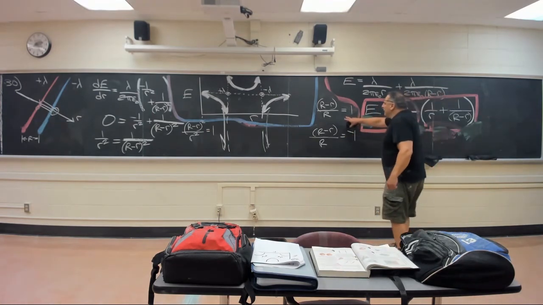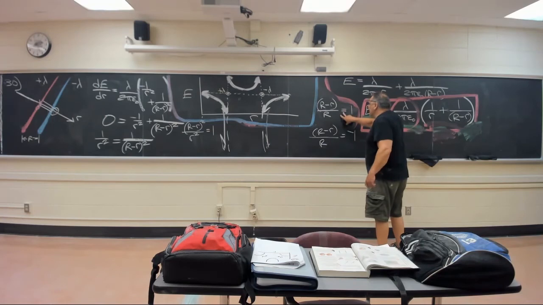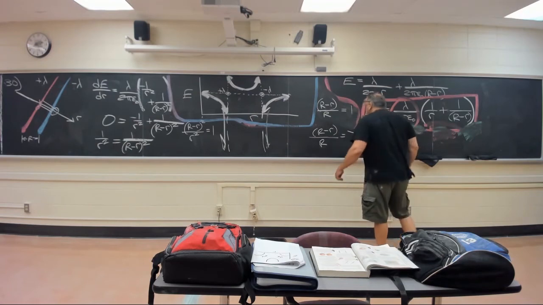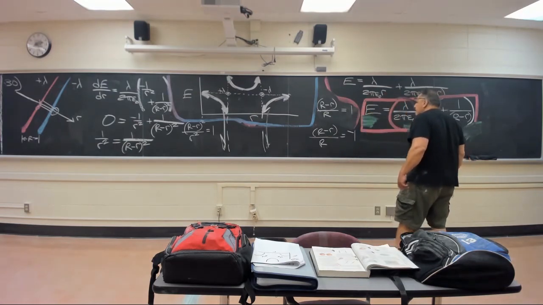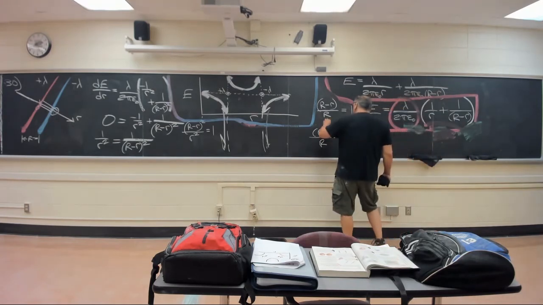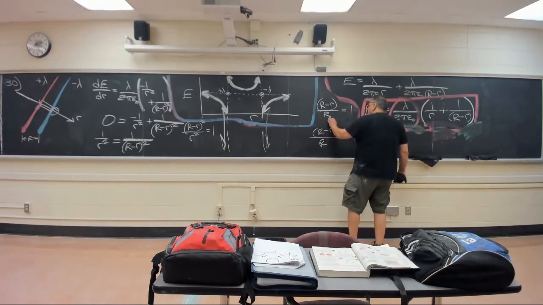Well, if you kick this thing around a little bit, you multiply by capital R on each side, there's a lot to be said here, I guess you could say. If you multiply by capital R on each side, you get R minus big R minus small r equals R.